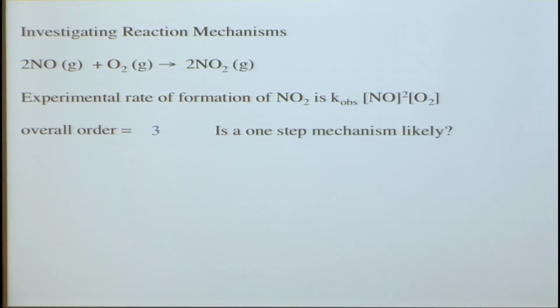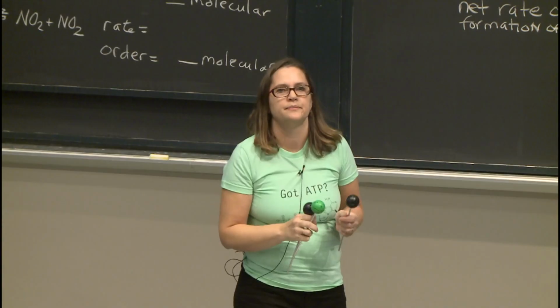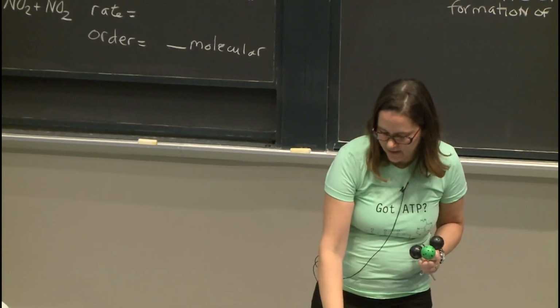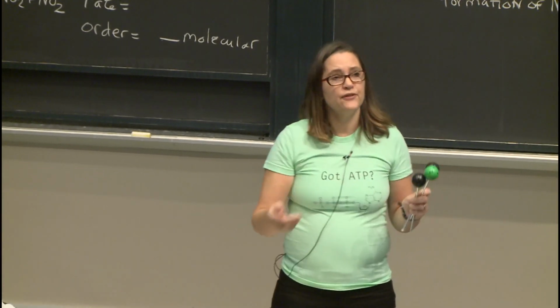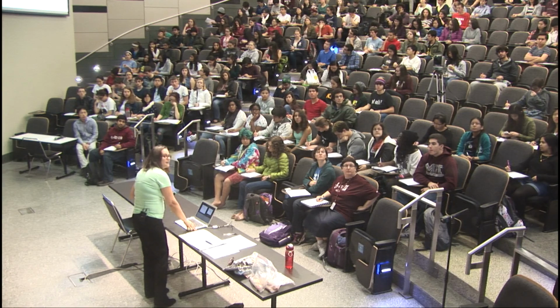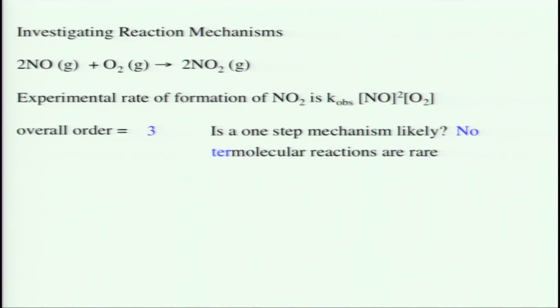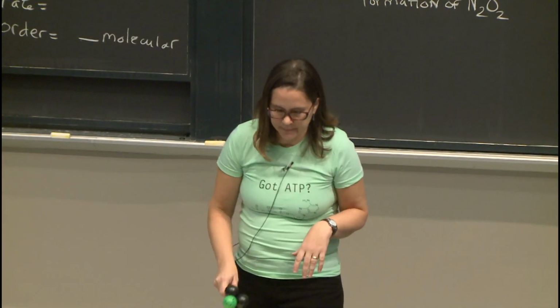OK, so is one step likely to have 3 different things come together at the same time? So how likely is it that all 3 things are going to merge in one step? No, it's not very likely. But if it did work that way, what would it be called? What molecular reaction? Do you remember? So if you have 3 things, it's a termolecular. So they're rare. So that's not how this works.